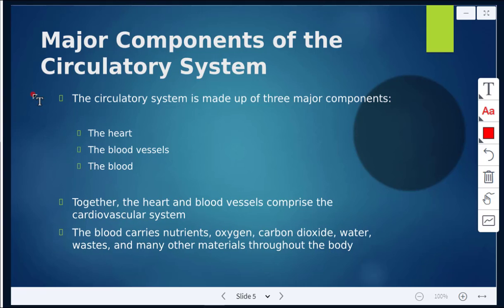So the three major components of the circulatory system are the heart, the blood vessels, and the blood. And together, the heart and blood vessels make up the cardiovascular system. The blood carries the nutrients, the oxygen, the carbon dioxide, water, waste, and many other materials throughout the body.